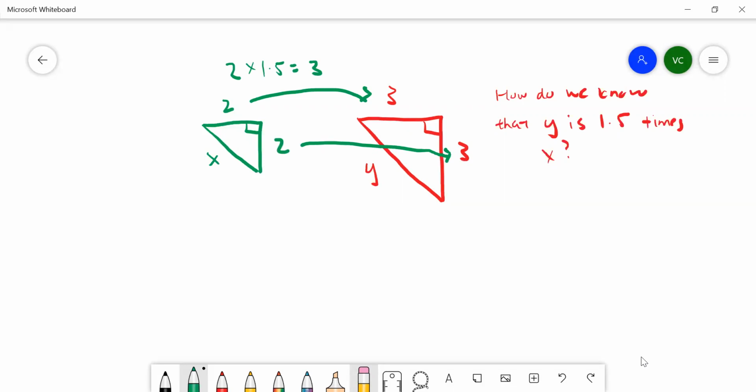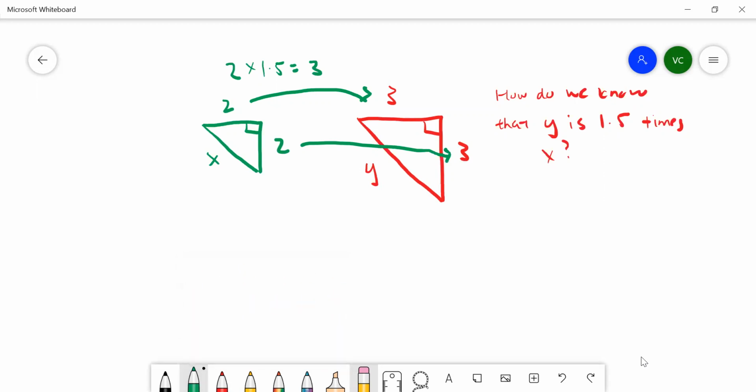If you said that we could use the Pythagorean theorem to figure this out, you'd be right. So I want you to first pause the video and find X using the Pythagorean theorem. Go ahead.